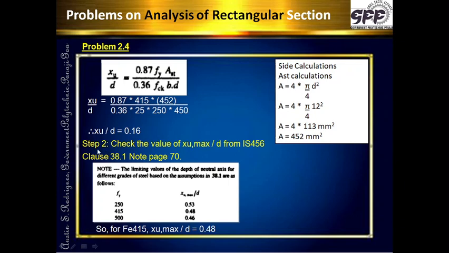We proceed to step 2. In step 2, check the values of XU max by D from IS 456. Now this is clause 38.1, page number 70. Now the limiting depth of neutral axis has been given over here. The limiting depth of neutral axis upon the effective depth has been given over here, and that has a relation only with the yield stress of steel. Now the steel which has been given to us is Fe415. So for Fe415 the value is 0.48. Please note that the actual depth of the neutral axis is 0.16. The maximum or the limiting one is 0.48.